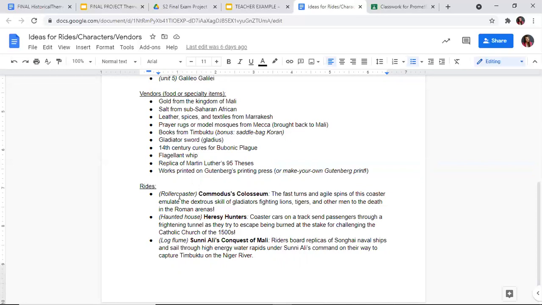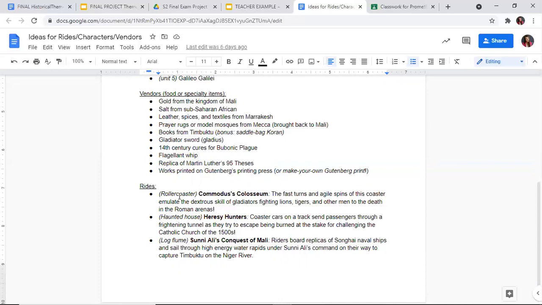I've called this ride Heresy Hunters. Coaster cars on a track send passengers through a frightening tunnel as they try to escape being burned at the stake for challenging the Catholic Church of the 1500s. Remember, if you did this one, you would go into detail about the kinds of things that park visitors would see while going through the tunnel of this ride.